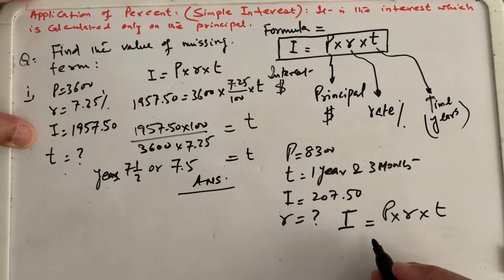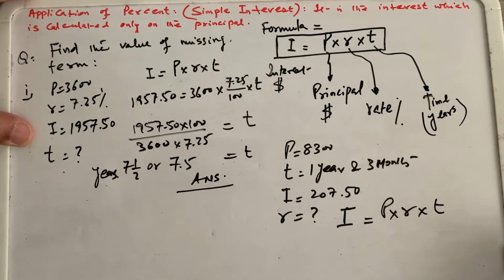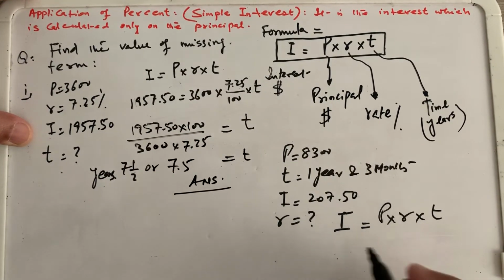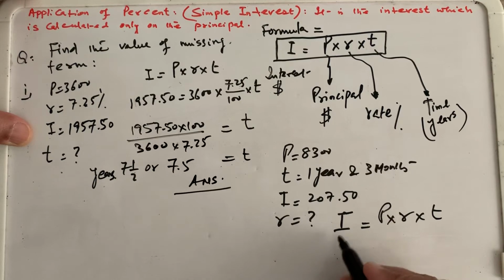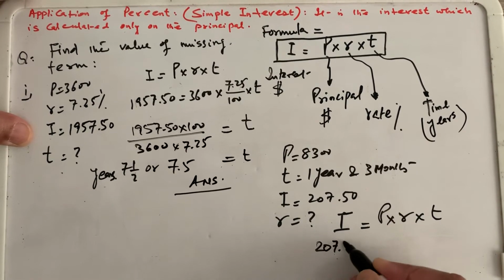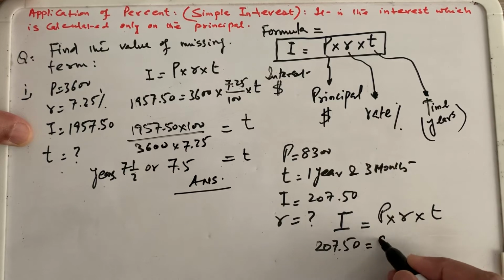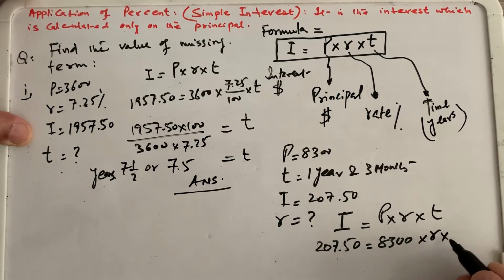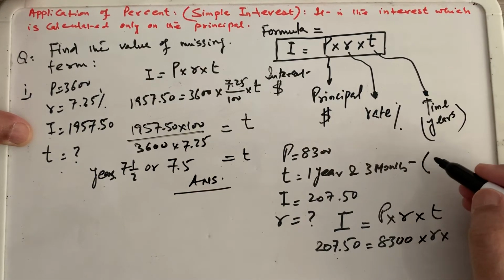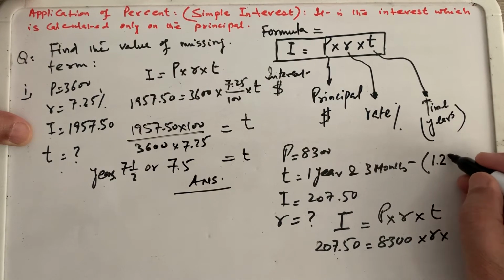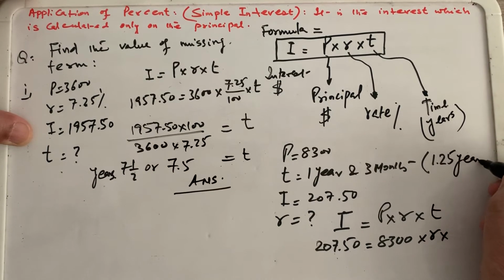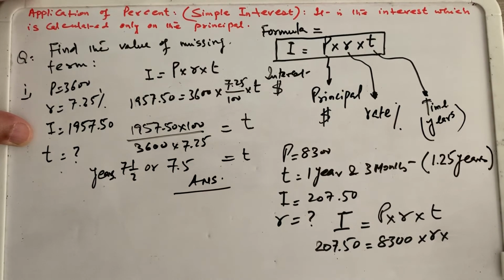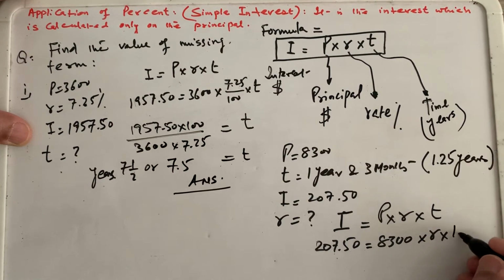So both ways are correct. You can modify the formula for R in the first place, or you can plug in the values and then modify it, right? So I is equal to 207.5, P is 8,300 times R is unknown times T. We did this: 1 year and 3 months means 1 and a 1 by 4. That means 1.25 years, right? 1 and a 1 by 4 or 1.25 years. So we will write here 1.25.